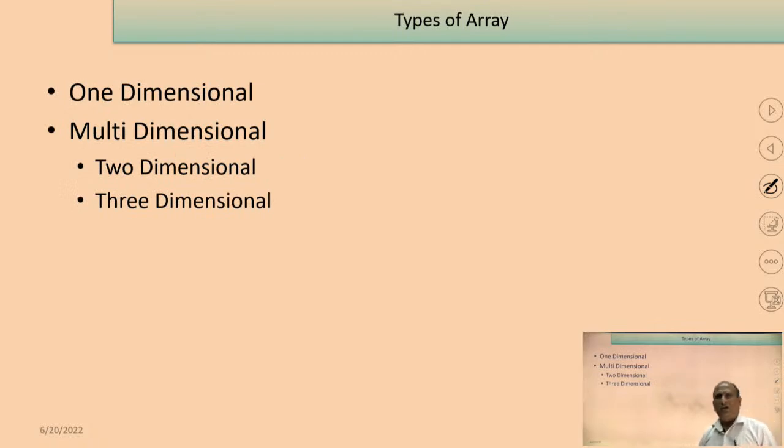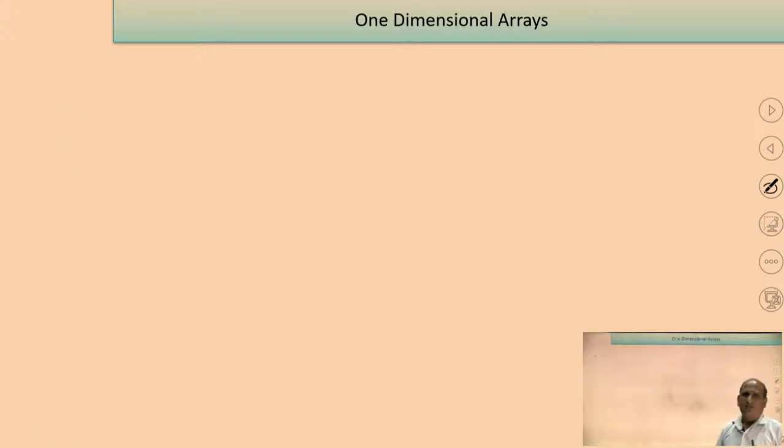There are two types of array. One is the one dimensional array, where data is stored in a single row or a single column. There are also multi-dimensional arrays, where the majorly used one is the two-dimensional array, where the data is stored in the form of rows and columns. There are three-dimensional arrays also, and 3, 4, 5, 6, any dimension array may be there, and we will see it. First we start with the one dimensional array.